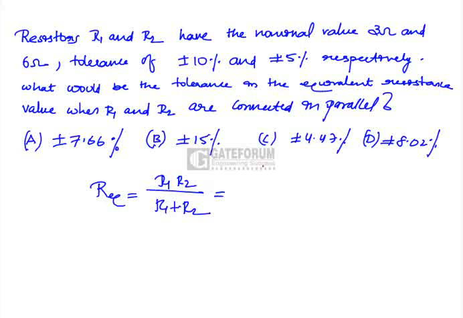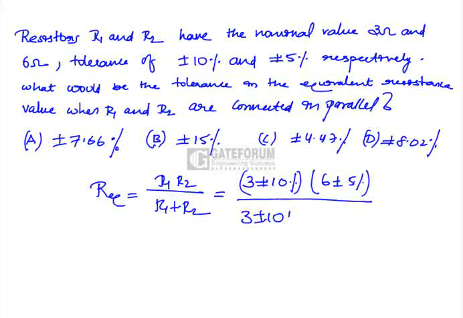We can write this as 3 ohms plus or minus 10% in parallel with R2, that is 6 ohms plus or minus 5%, divided by 3 plus or minus 10% plus 6 plus or minus 5%. Now, how to calculate the error in these two resistors when they are connected in parallel? The limiting error in the numerator is 15%, as well as in the denominator is also 15%. So how to calculate this? Directly, you will get it as 30%.